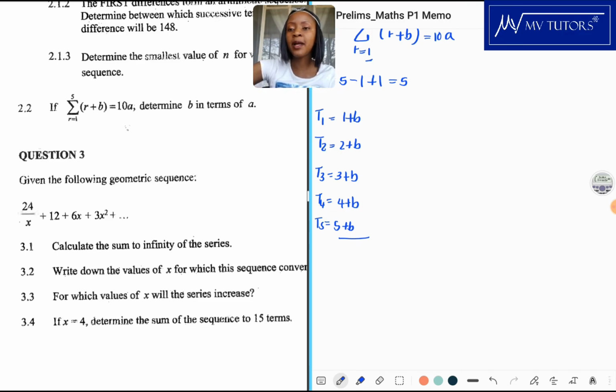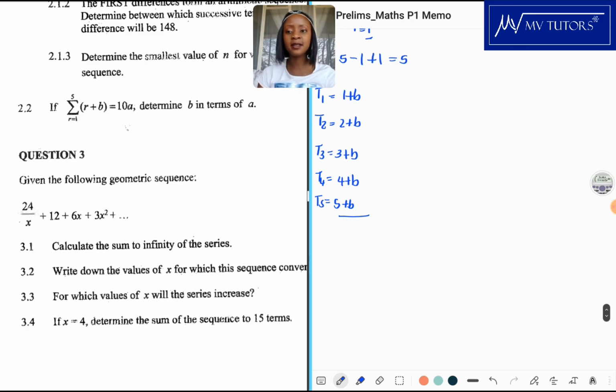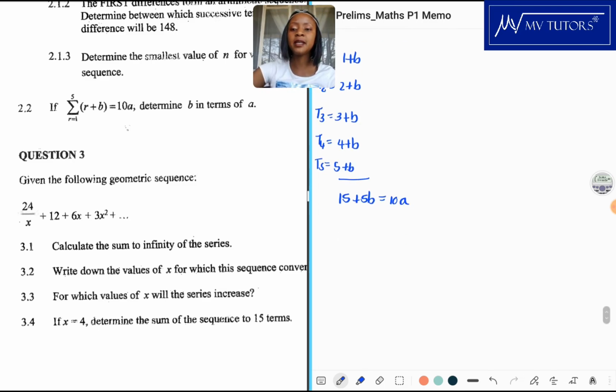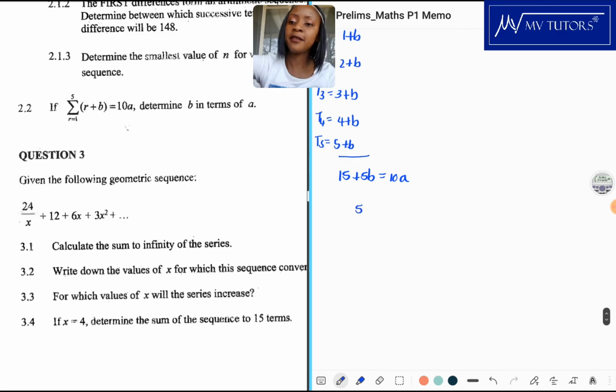So if I add 1 plus 2 is 3, plus 3 is 6, plus 4 is 10, plus 5 is 15. So basically I have 15 plus 5b being equal to 10a, because that's what they said. Now they said write b in terms of a. So I have 5b is 10a minus 15. So if I divide by 5, I will get 2a minus 3. So that is the answer.